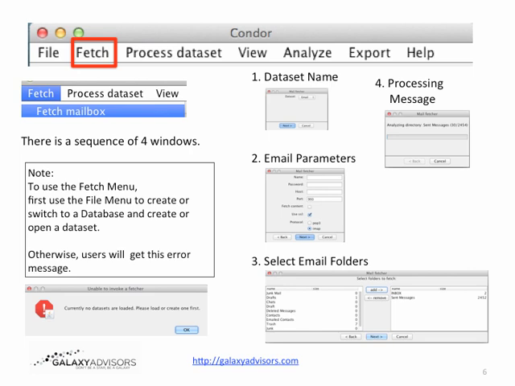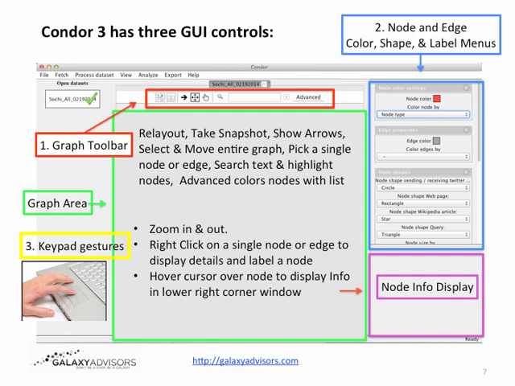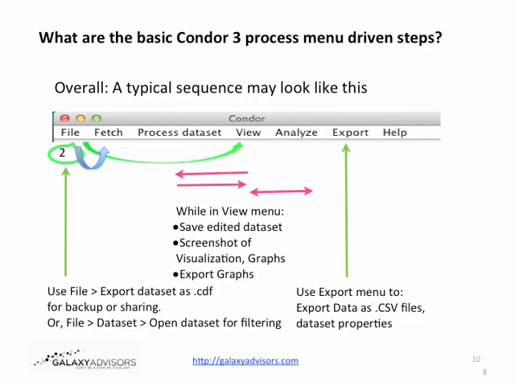So when you're done and you use the View menu, you'll have the 3 GUI controls to analyze and explore your network. You'll have the GUI Toolbar at the top. You'll have, in blue here, the node and edge color, shape, and label pick menus to the right. You can use your keypad gestures to zoom in and out and explore the graph. So that's the basic overall steps.